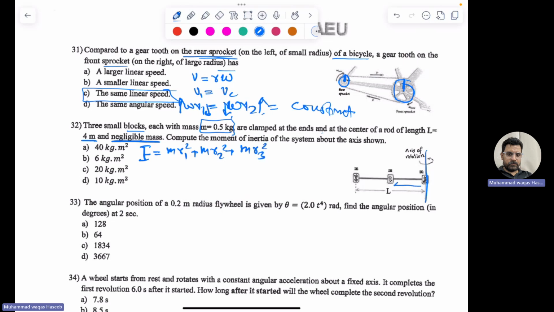This is the axis of rotation. So r1 is 0 over here. This is r2, which is, this whole length is 4 meter, so from here to here is 2. And then from here to here is 4, which is r3. Sorry, r3 is 4. So the first moment of inertia goes to 0. So we have m r2 squared plus m r3 squared, and when we substitute the values, we will get 10.